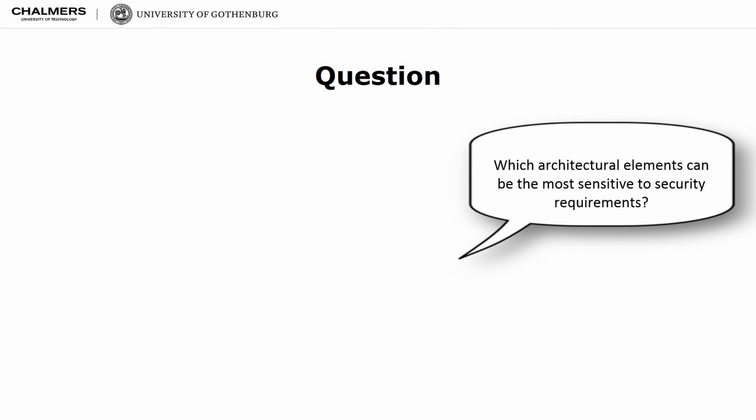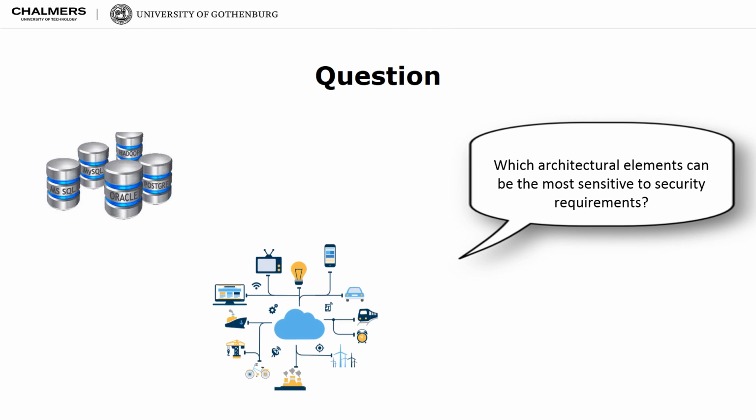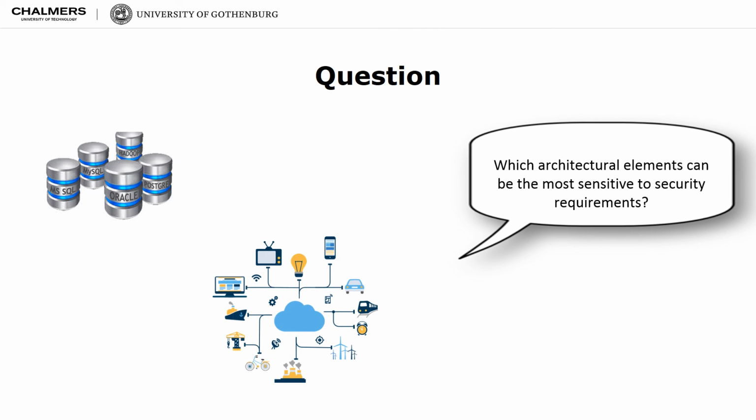Here is a question for reflection. Which architectural elements can be the most sensitive to security requirements? Data components are possible targets for security attacks. Messages between remote nodes are also possible targets for interception.